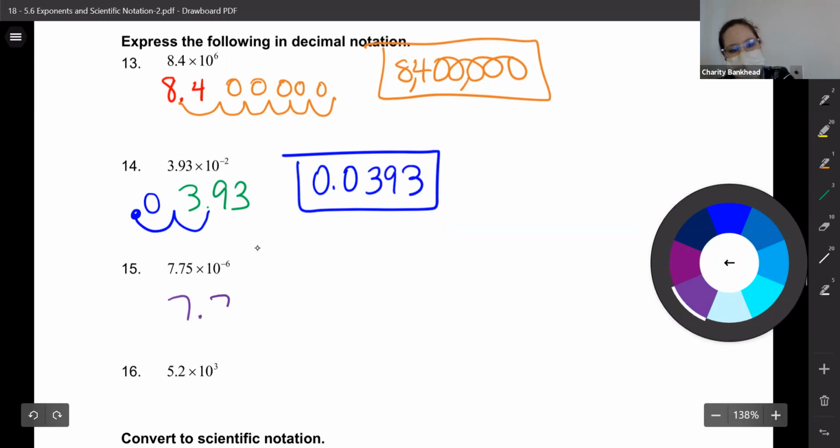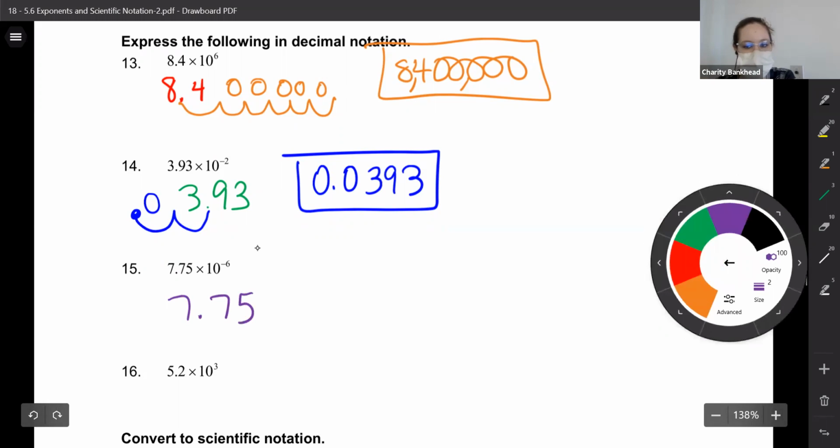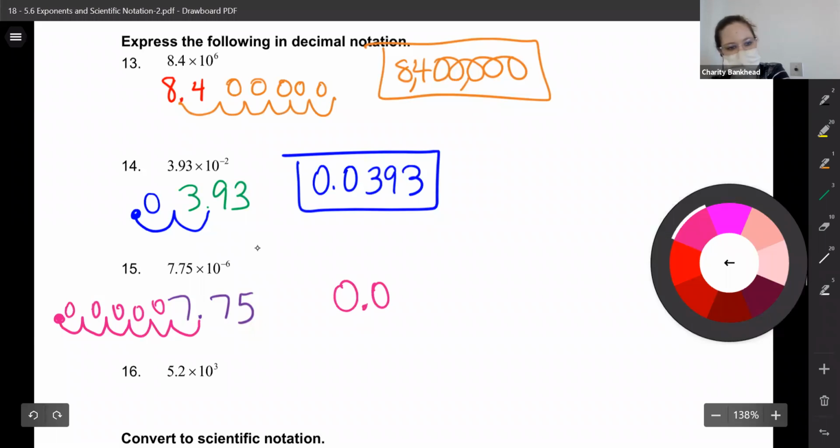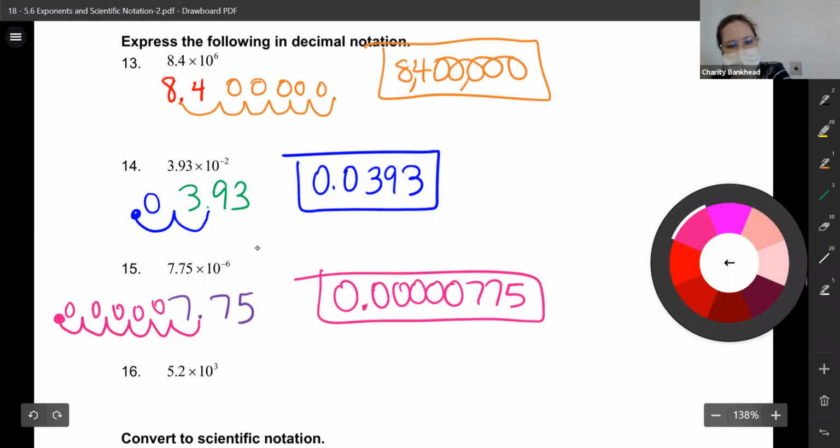So 7.75, and we're going to move that decimal point 6 times to the left. 1, 2, 3, 4, 5, 6. We have to fill in all of those blanks with zeros. So 0.000000775.